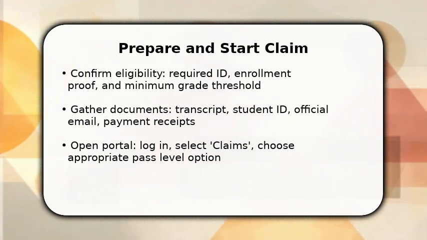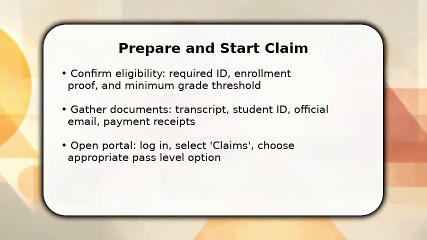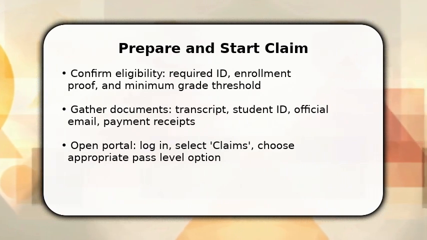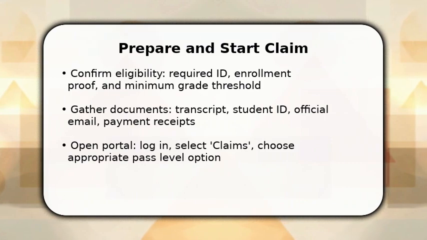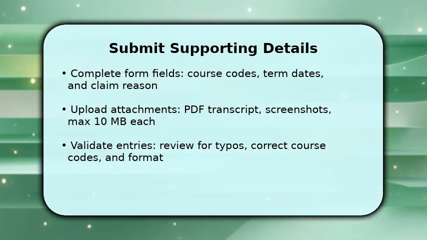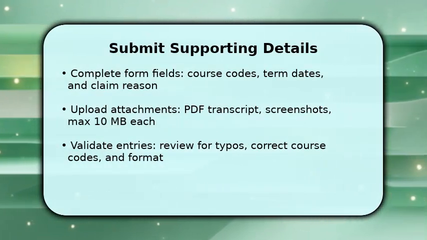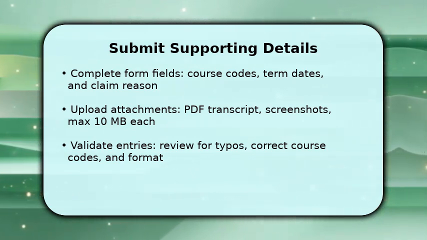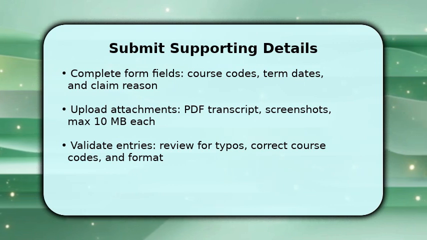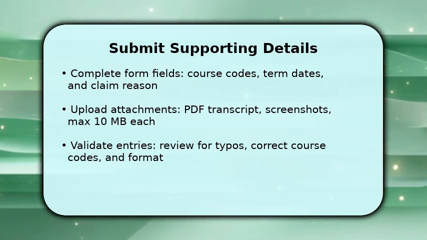You do this first so the system captures correct metadata and timestamps, which prevents delays later and ensures your claim matches institutional requirements. Next, you fill the detailed form, enter course codes, term dates, and a concise reason for the claim so reviewers understand context. Upload supporting files as PDFs or screenshots. Keep each file under 10 MB and label them clearly.